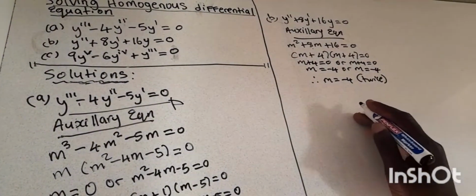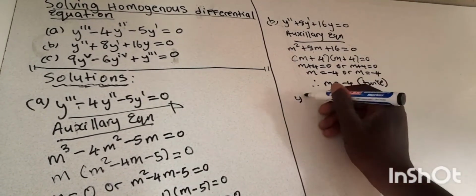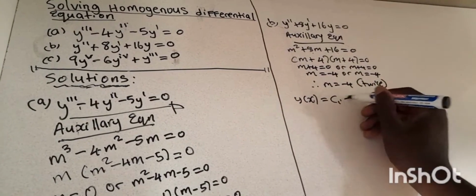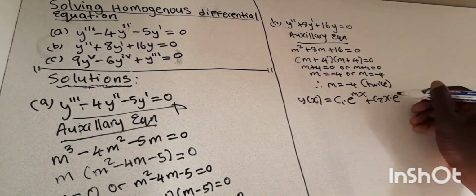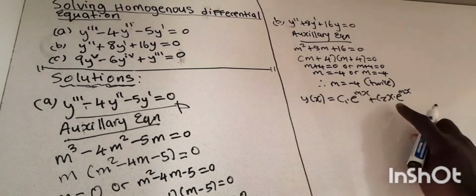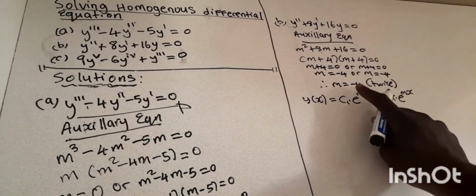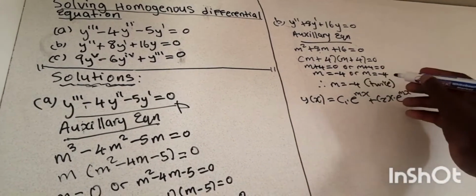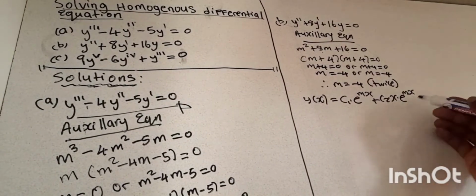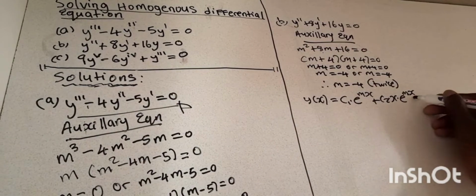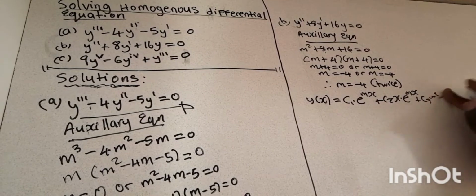So the form of the general equation that we seek is y equals c1 times e to the power mx plus c2 times x times e to the power of mx. Because it is twice, we introduce what is called x. This one is slightly different from the previous one, but because the roots are real and equal, we introduce x. If the roots are triple, then you say plus c3 times x squared times e to the power of mx.